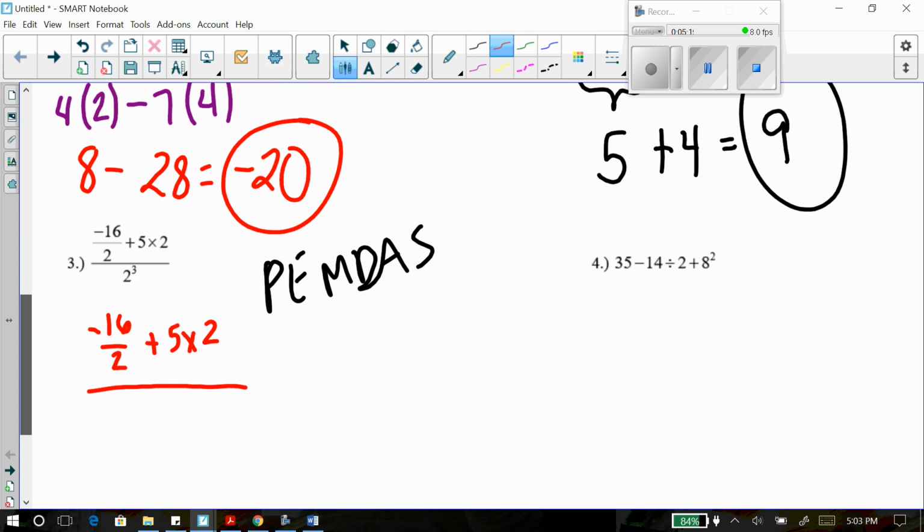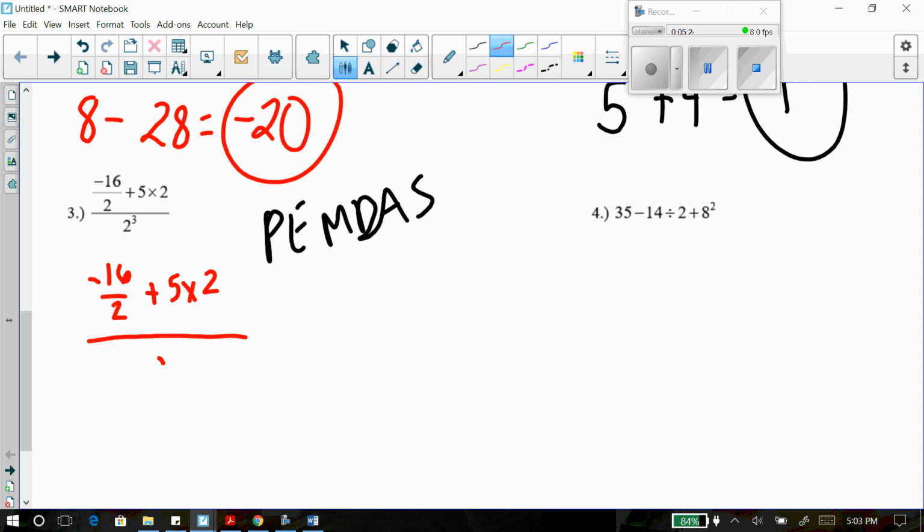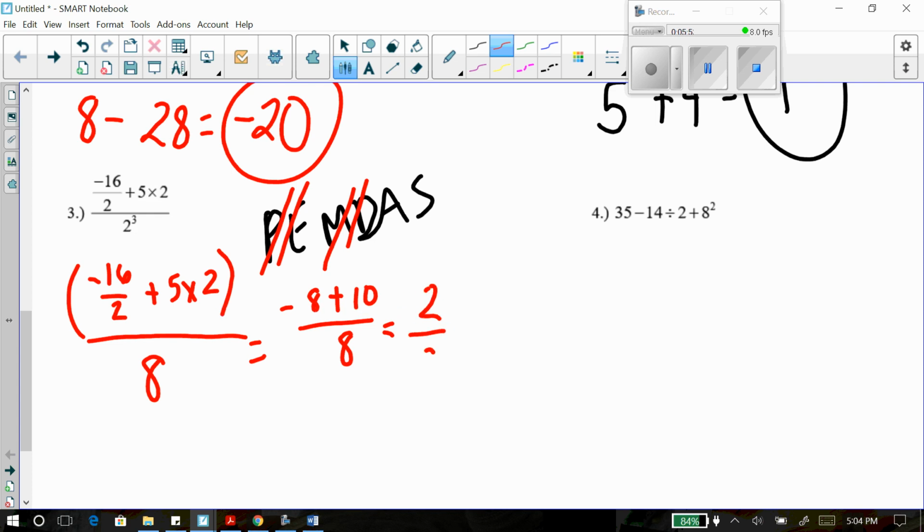2 to the third is really 2 times 2, which is 4, times 2, which is 8. Multiplication and division, well, negative 16 divided by 2 is negative 8, plus 5 times 2, which is 10, over 8. Now we have to simplify the numerator first before we can divide, because really this could be written in parentheses. So let's add negative 8 plus 10 is 2, and 2 divided by 8 is 1/4.